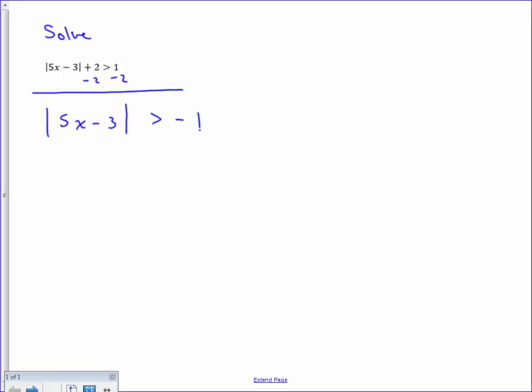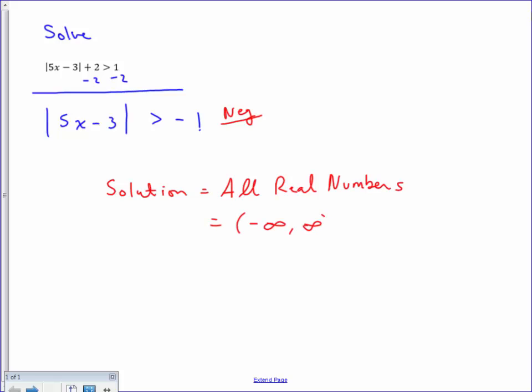Notice that it's a greater than type problem. Now on the right-hand side, I have a negative number. By definition, absolute value must equal a positive value. This particular problem says absolute value of whatever is greater than a negative number. That will always be true. And so anytime you have absolute value greater than a negative number, the solution is actually all real numbers. So you would say all real numbers, or in interval notation, you would say negative infinity to infinity.